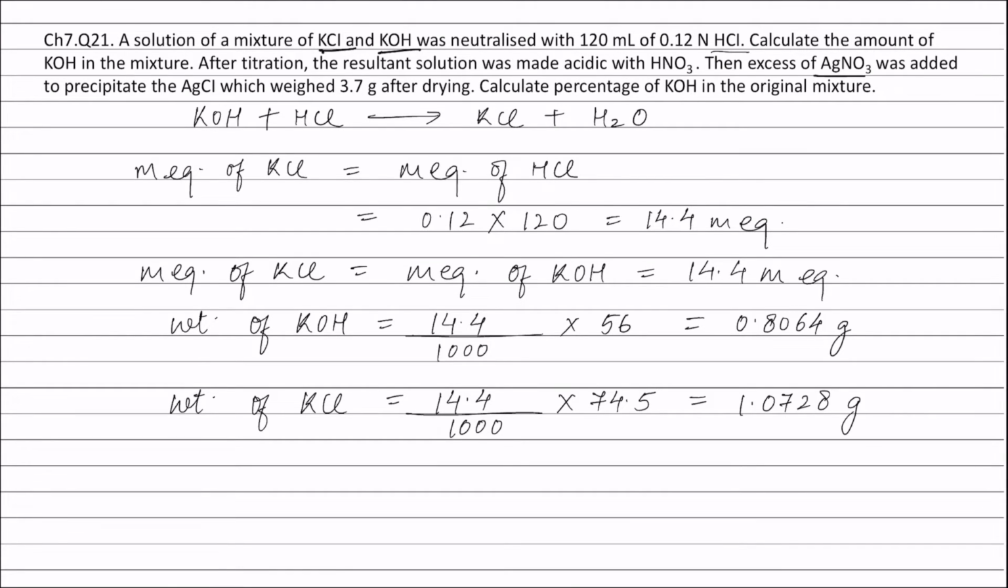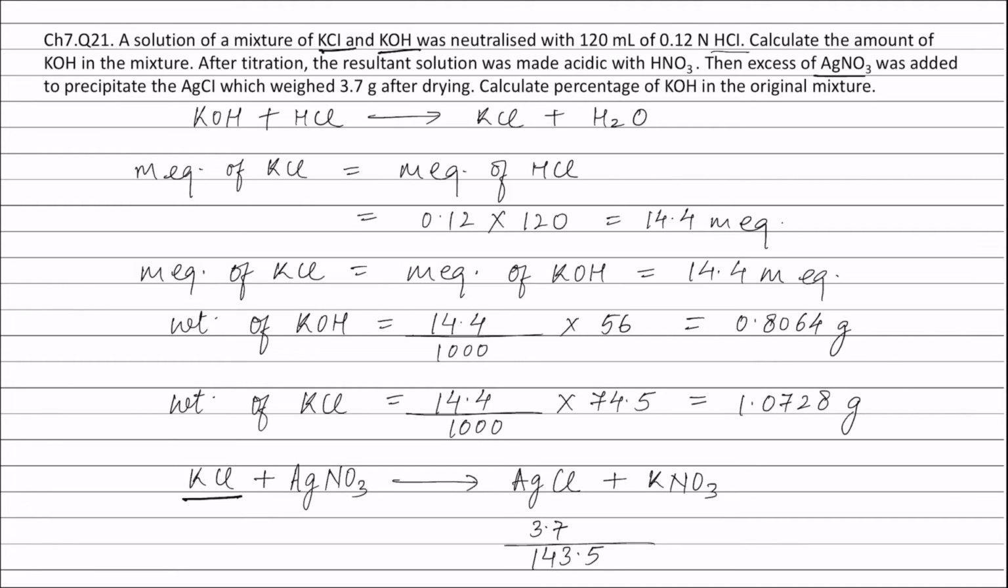The reaction will be KCl + AgNO3 → AgCl + KNO3. Now weight of AgCl formed is 3.7 grams. Therefore, equivalents of AgCl formed is 3.7 divided by equivalent weight of AgCl, that is 143.5, and equivalents of AgCl will be equal to equivalents of KCl.